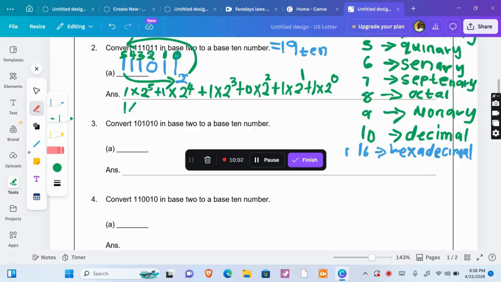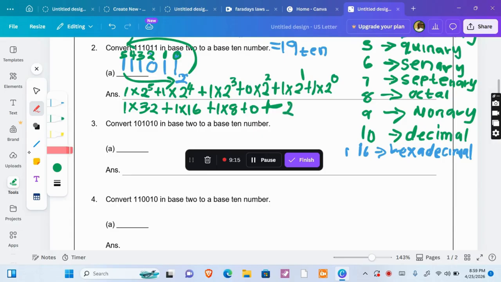So now, 1 times 2 raised to the power 5. What will it be? 2 raised to the power 5 is 2 in 5 places, and that's 32. Plus 1 times 2 raised to the power 4, that's 1 times 16. 2 raised to the power 4 is 16. Plus 1 times 2 raised to the power 3, that's 1 times 8. 2 raised to the power 3 is 8. Plus 0 times 2 raised to the power 2, that's 0. Plus 1 times 2 raised to the power 1, that's 2.